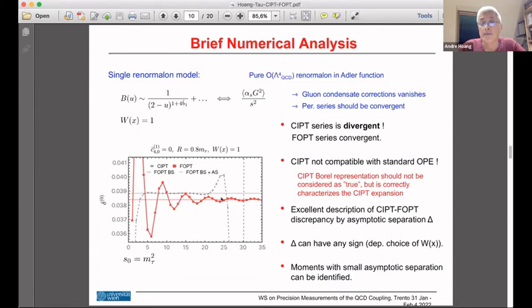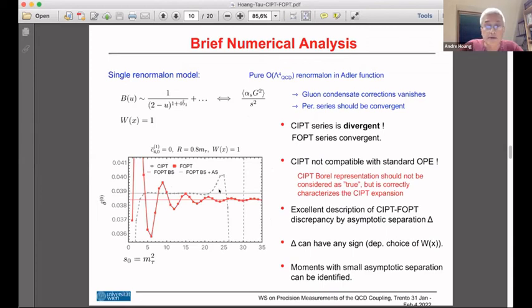So actually already the fact that CIPT does not converge for this moment means that it cannot be compatible with standard OPE. So even the asymptotic separation and all these arguments I did earlier don't matter. Already that means it's a clear contradiction. And that also tells us, because this new Borel representation of CIPT, this is the gray line, really describes this asymptotic plateau consistently, it means that this Borel representation I explained here is not a good one. I mean, it has bad physical properties, but it describes the discrepancy very well.